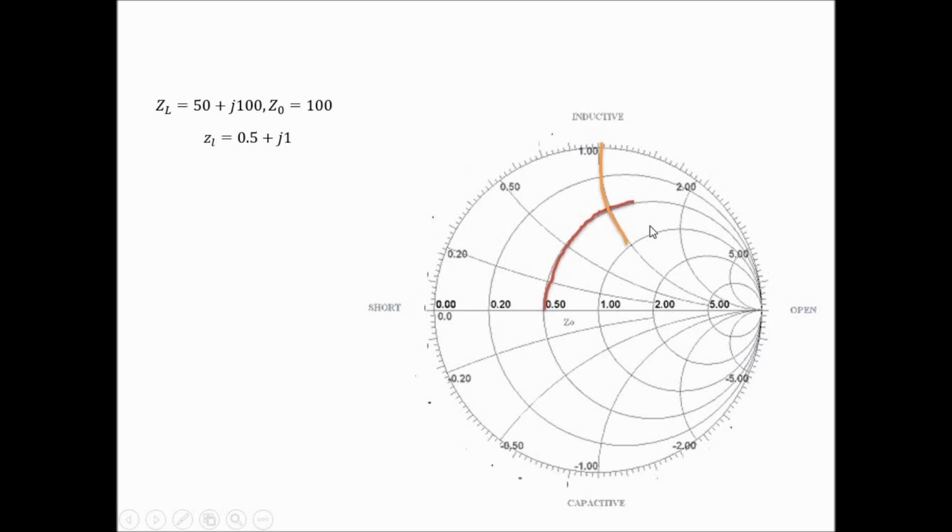So this is the point for ZL. So this is the ZL point on the Smith chart, so we can locate the ZL point here. Similarly, if you have a ZL of 0.16 and 0.34, now you see 0.16 and 0.34.